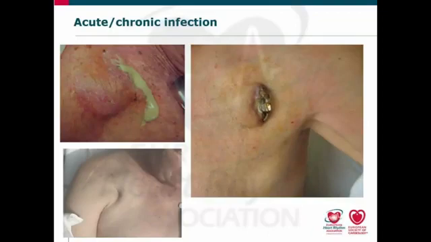What's more difficult is to diagnose chronic infections. On the bottom left of the screen, you will see a patient who has some adhesions between the device, the generator, and the skin. If you just leave this, over time it'll evolve to what you see on the right-hand side of the panel, with exteriorization of the device and ulceration.